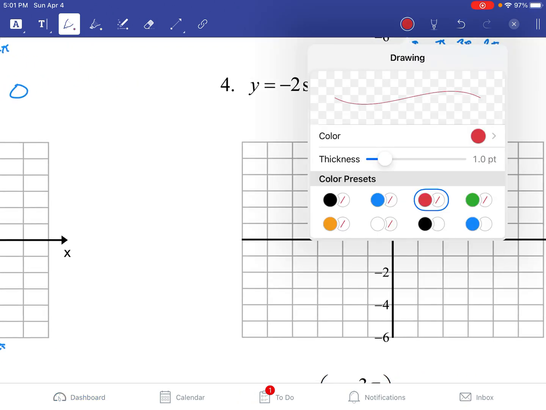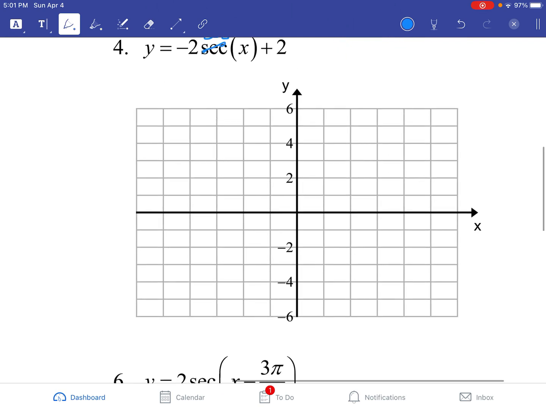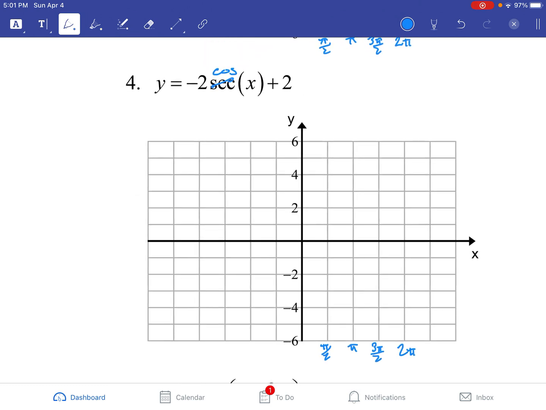Go back to blue. So this is secant. I'm going to graph cosine. Again, the period did not change because nothing is being multiplied or divided to the x value. So it's going to be at 2 pi, pi over 2, and 3 pi over 2. There is no horizontal shift because nothing is being added or subtracted on the inside of the parentheses. So that's nice.